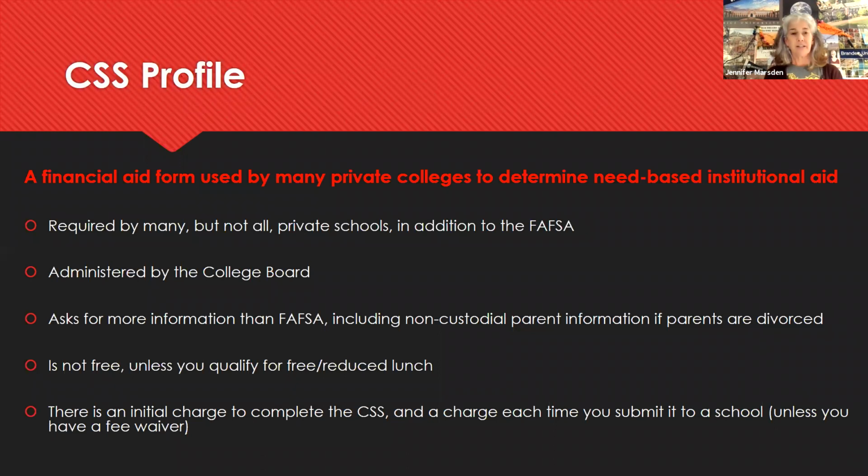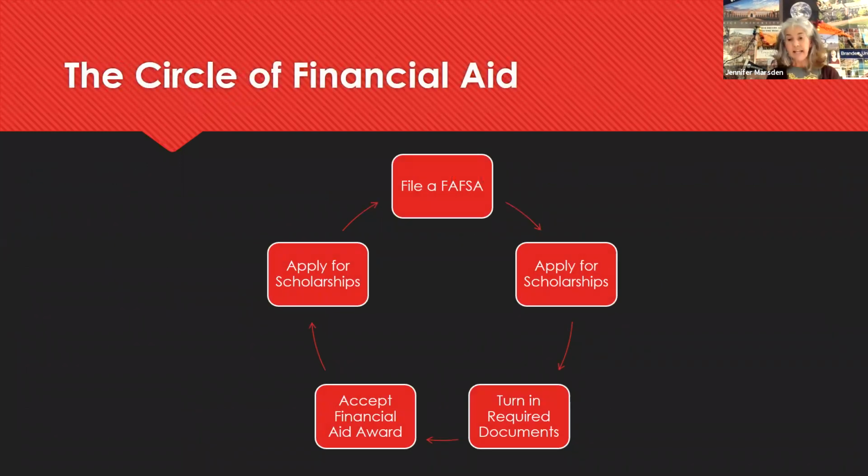But it's on there. And then the whole process, like the circle of life, financial aid really kind of repeats every year your student is in school. So you file the FAFSA again. If the school wants the CSS profile again, you do that. Your student applies for scholarships. So sometimes if you do not qualify for need-based aid, right?